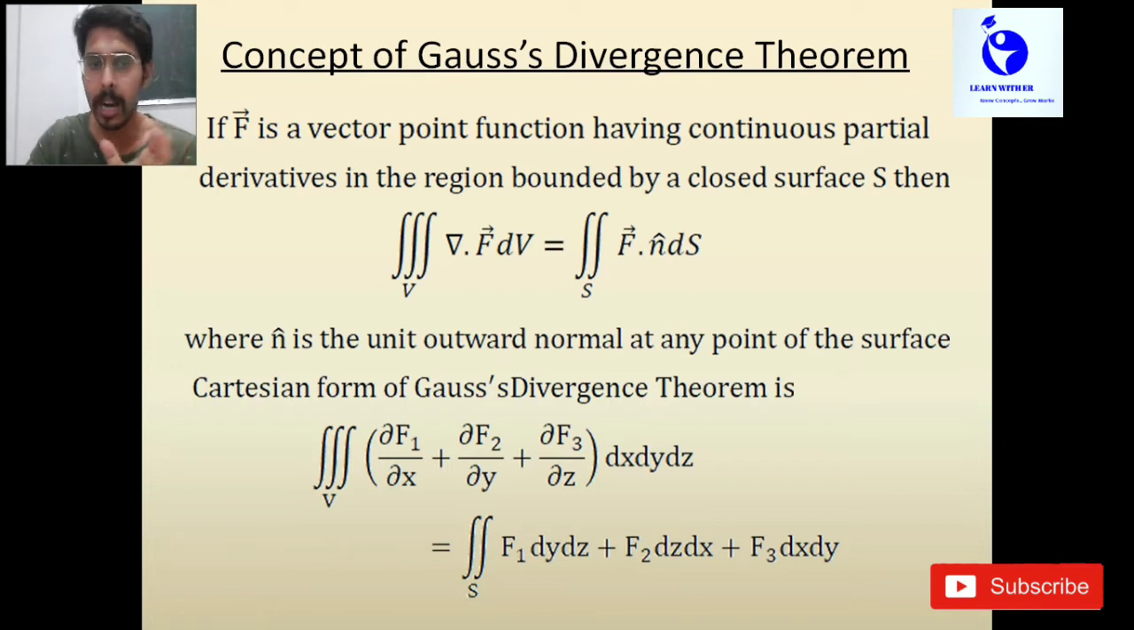Now, there is a Cartesian form also attached with the Gauss Divergence Theorem, which helps you to convert the same thing, that is the triple integral, into a double integral, but this time in the Cartesian coordinate system. So this goes like this: triple integral over V of ∂f1/∂x plus ∂f2/∂y plus ∂f3/∂z equals double integral of f1 dy dz plus f2 dz dx plus f3 dx dy. Pretty similar to the last theorem which we discussed, that is Green's theorem. It is simply the Cartesian form, or you can say the normal form, of the Gauss Divergence Theorem.